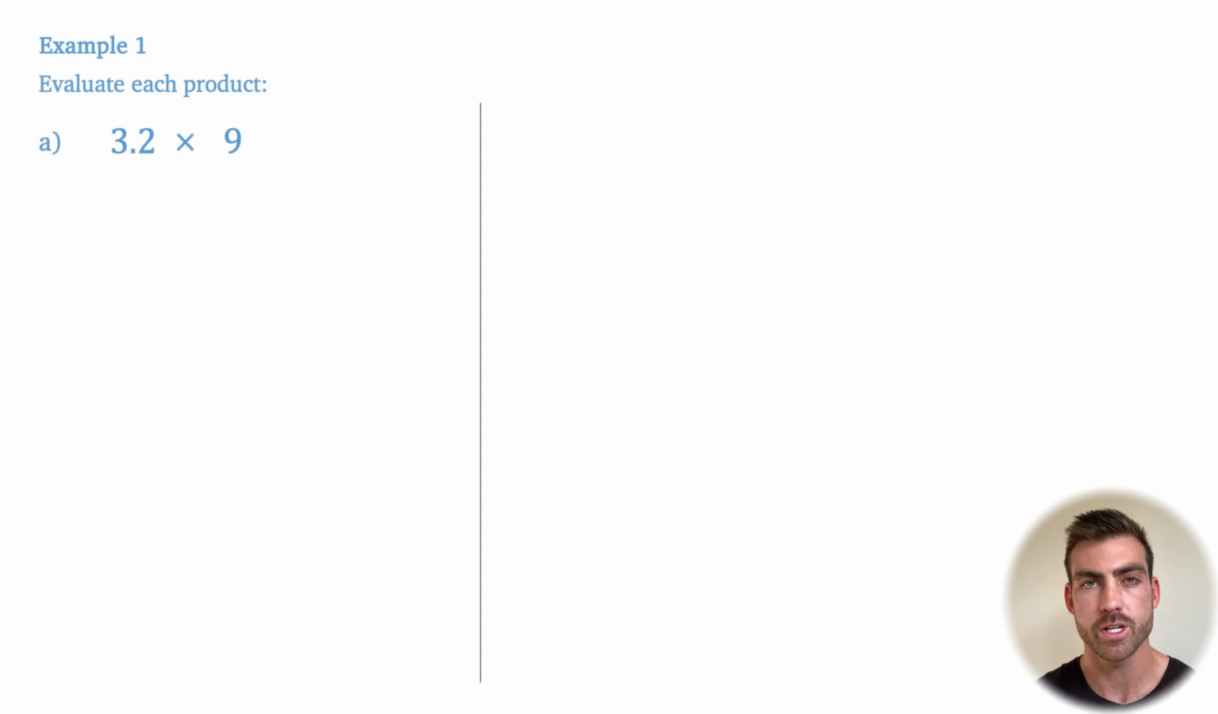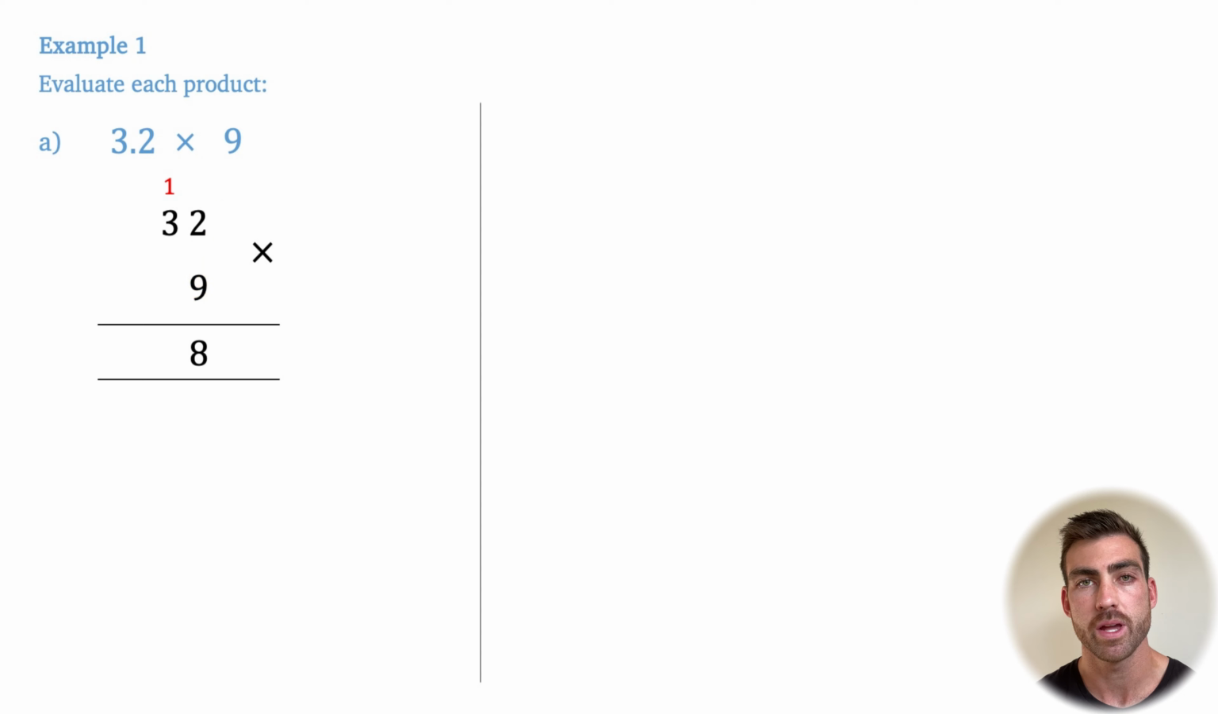Can you answer these questions? Evaluate each product. In example A, our first step is to set up the question without the decimal point. Then we multiply as normal, starting with this column.